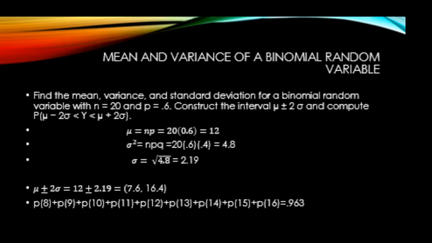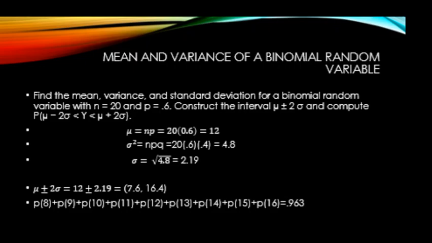So the mean is 20 times 0.6, or 12. And the variance is n times p times q, which is 20 times 0.6 times 0.4. Q is simply 1 minus p. So sigma squared is 4.8. The standard deviation is the square root of 4.8, which is 2.19. Mean is 12, standard deviation is 2.19.